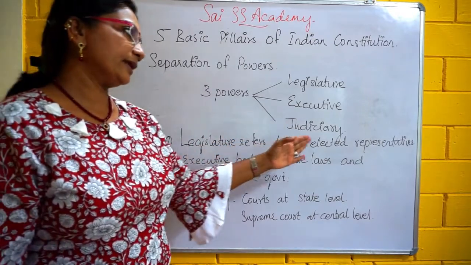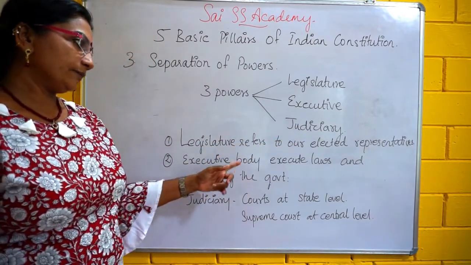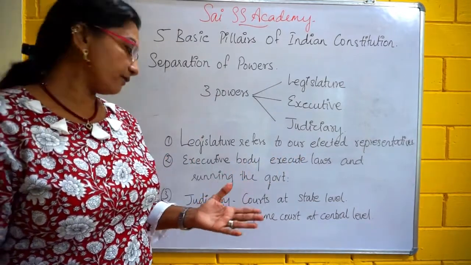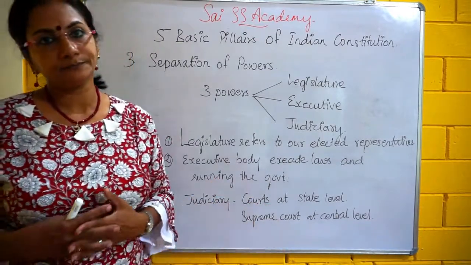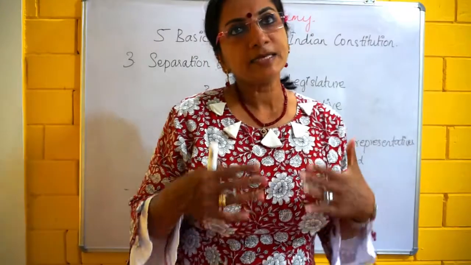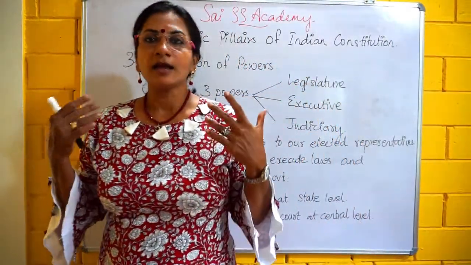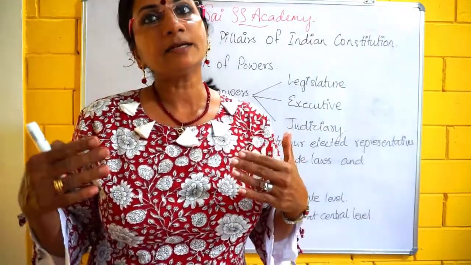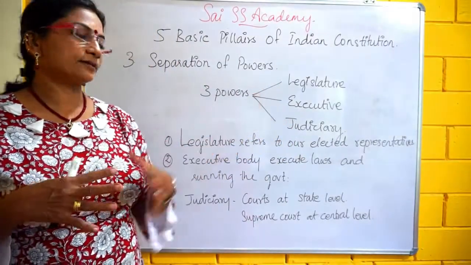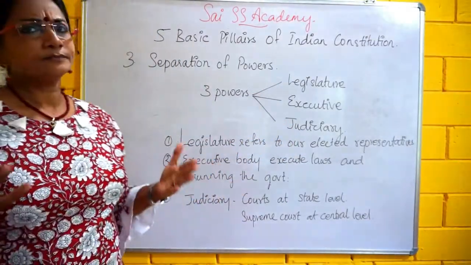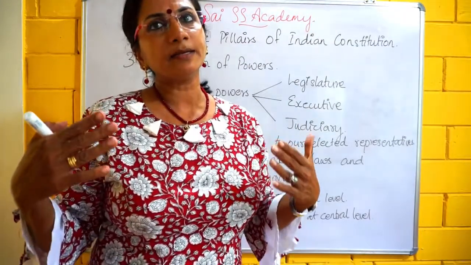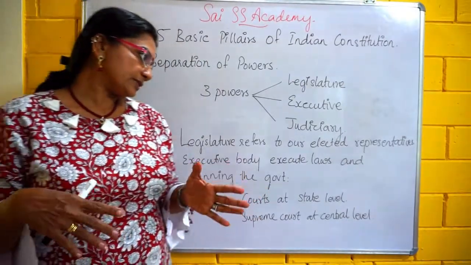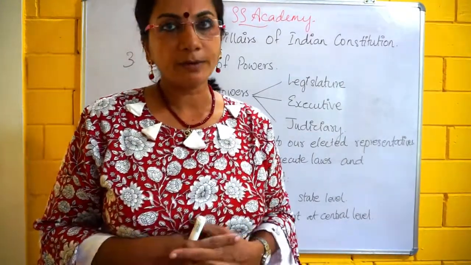Legislature refers to our elected representatives. The executive body executes laws and runs the government. Third, judiciary: courts at state level and the Supreme Court at the central level. I will explain it. That means at the state level, Vidhan Sabha and Vidhan Parishad, and at the central level, Lok Sabha and Rajya Sabha are there. Elected representatives are part of the legislature. Got it? And the executive body is very simple. It implements or executes laws and runs the government. Judiciary: the courts at state level are there and at the central level the Supreme Court is there.